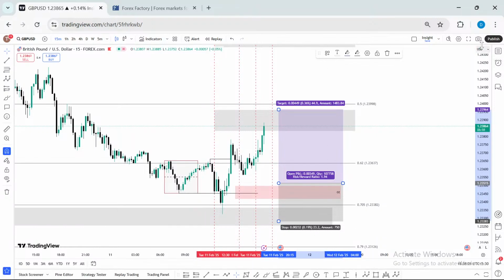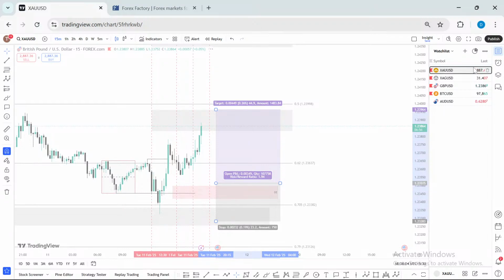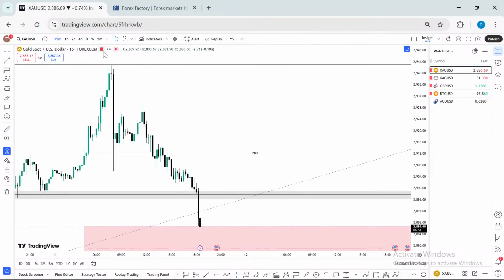Now we'll look if we are getting any confirmations in gold and then we'll plan a trade. Let's see.